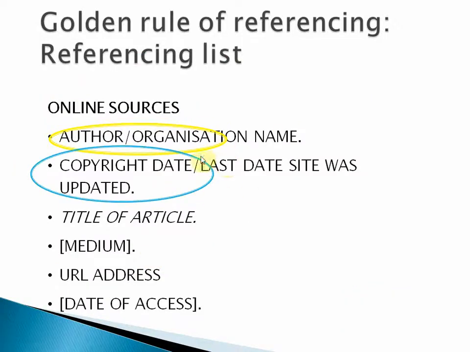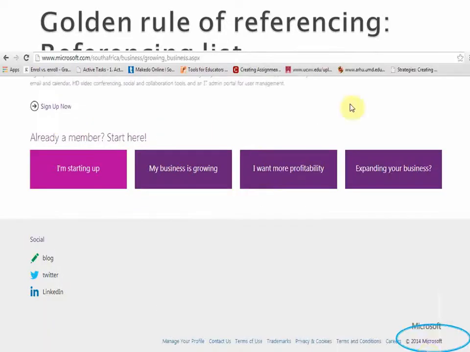Right, the next is your copyright date or the last date that the site was updated. Now this is the same as your publishing date as you would have in a book. But because websites are updated all the time, we go for the copyright date, which you will find, as you can see here, at the bottom of the website. So whatever website you're looking at, scroll to the bottom and you'll be able to see it right there.